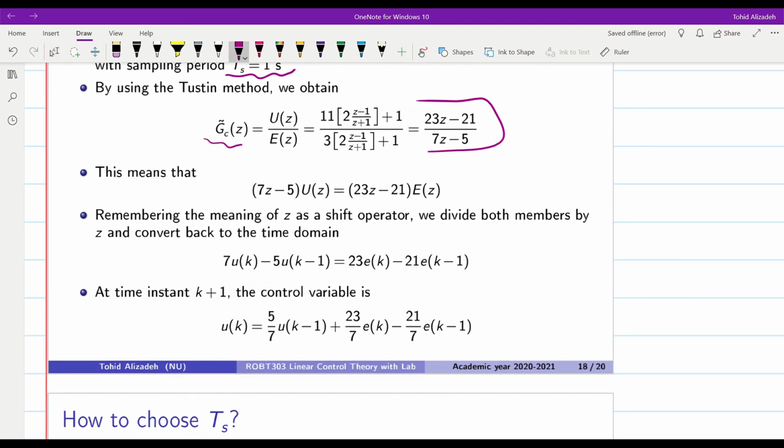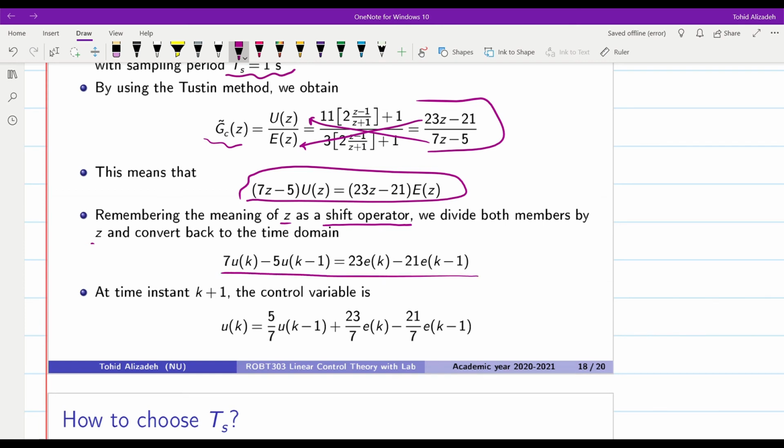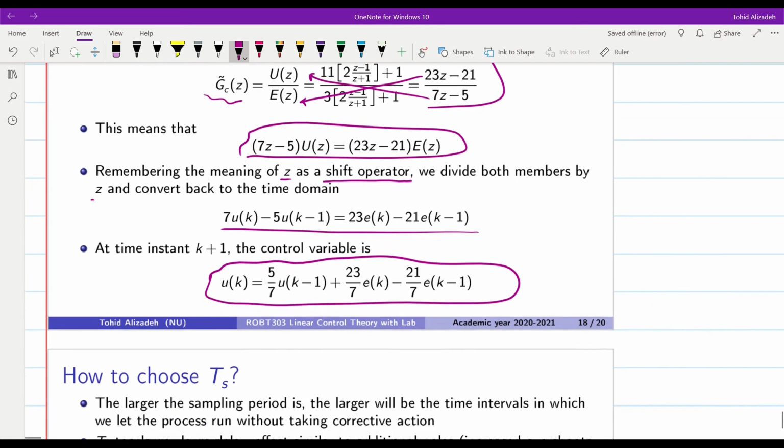And then we can convert it into the difference equation. Multiplying the two sides by the numerator and the denominator of each side, we will obtain the equation shown here. And then we know that this z means a shift operator, z or z inverse. Then we can divide both sides by z and convert it back to the time domain. In the time domain, we will have the difference equation like this, and the control action will be provided in this form in the time domain.